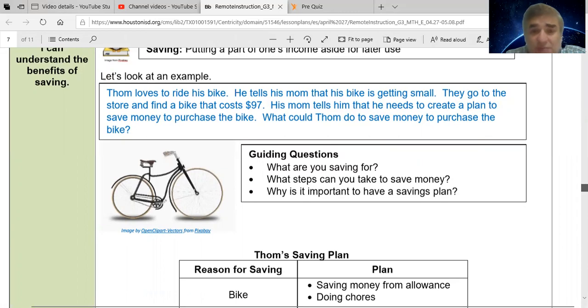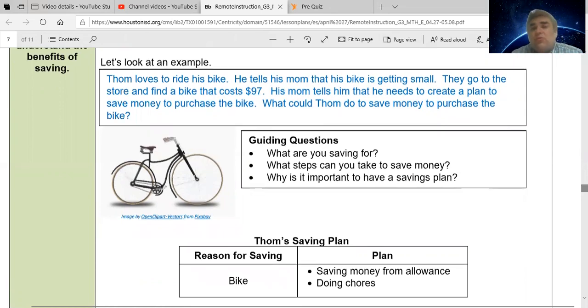Let's say that you have $10 per week, and since the bicycle costs almost $100, you need at least 10 weeks of work to earn $10 per week, 10 weeks. So that's almost two and a half months to have enough money to buy the bicycle. But only if you save all the money and you don't spend the money on anything else.